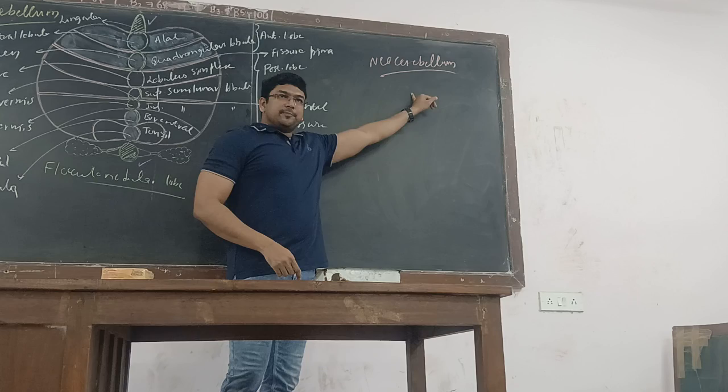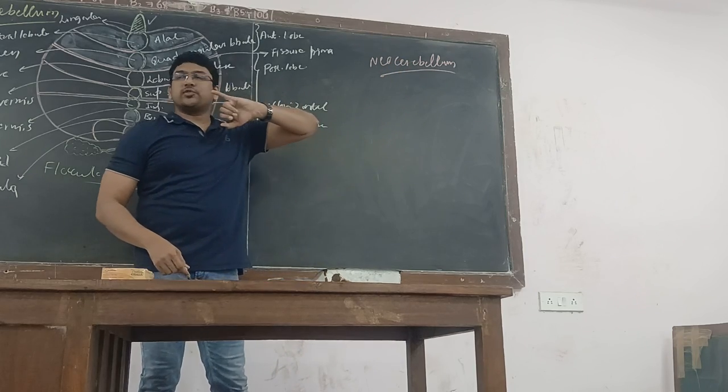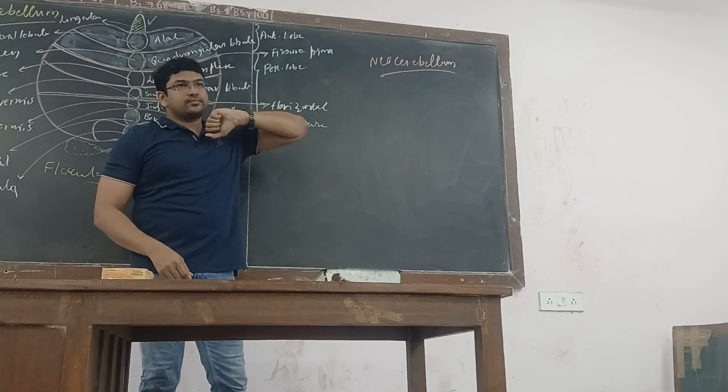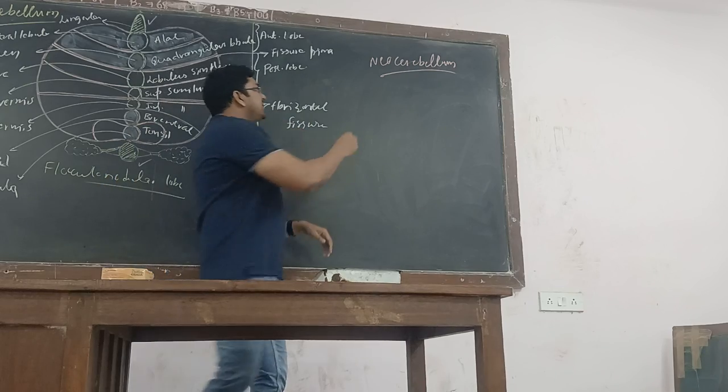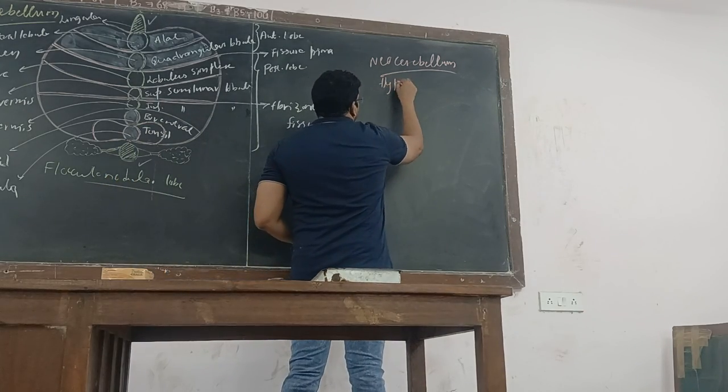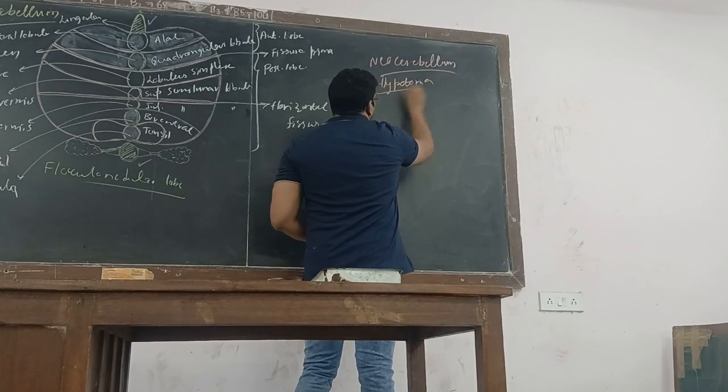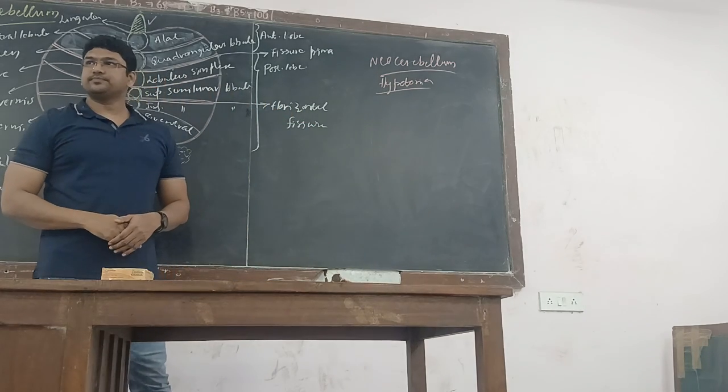So neocerebellum, first of all, the tone. What will happen to the tone? Diminished. So what is the diminution of tone termed as? Hypotonia. How can you elicit the hypotonia?